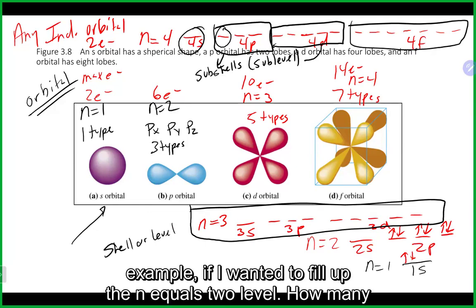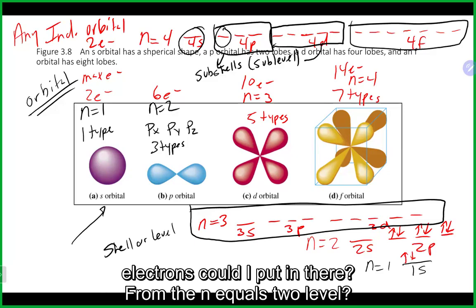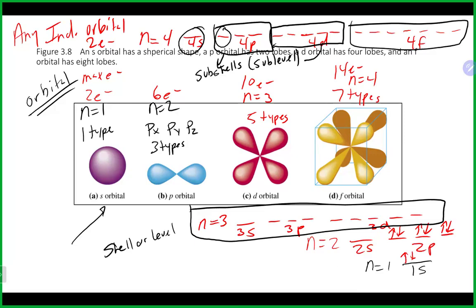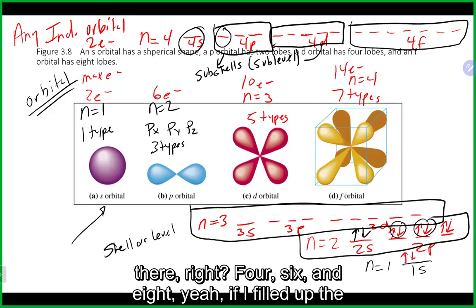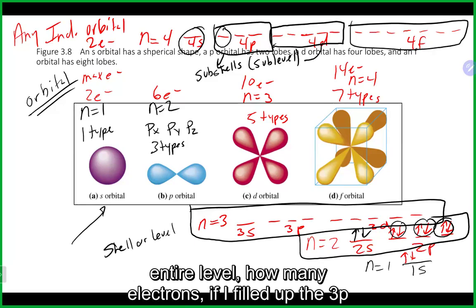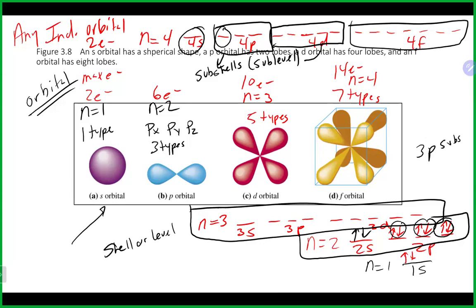So for example, if I wanted to fill up the n equals 2 level, how many electrons could I put in there from the n equals 2 level? Well, this is the n equals 2 level, right? We could put 2 there, right? 4, 6, and 8. Yeah. If I filled up the entire level. How many electrons if I filled up the 3p subshell?